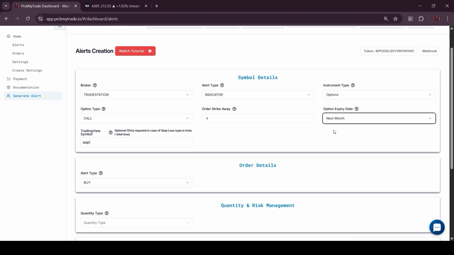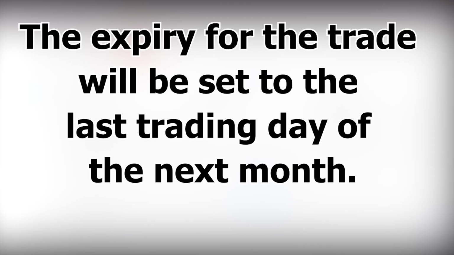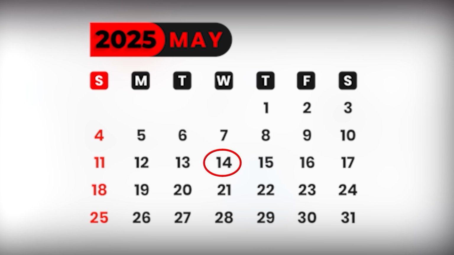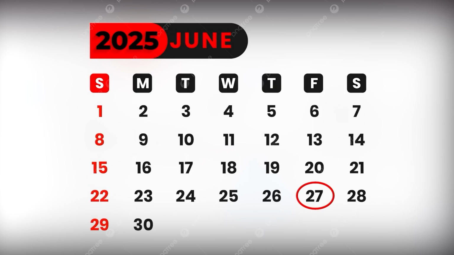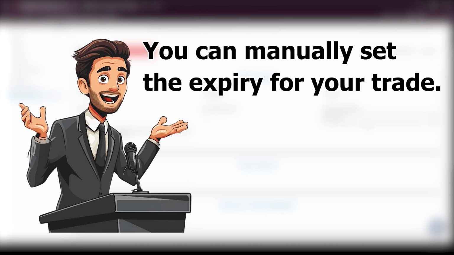Then we have the last option, next month. Here, the expiry for your trade will be set to the last trading day of the next month. So if today is May 14th, Wednesday, the expiry for my trade will be on June 27th, which is the last trading day of next month. So, like this, you can manually set the expiry for your trade.